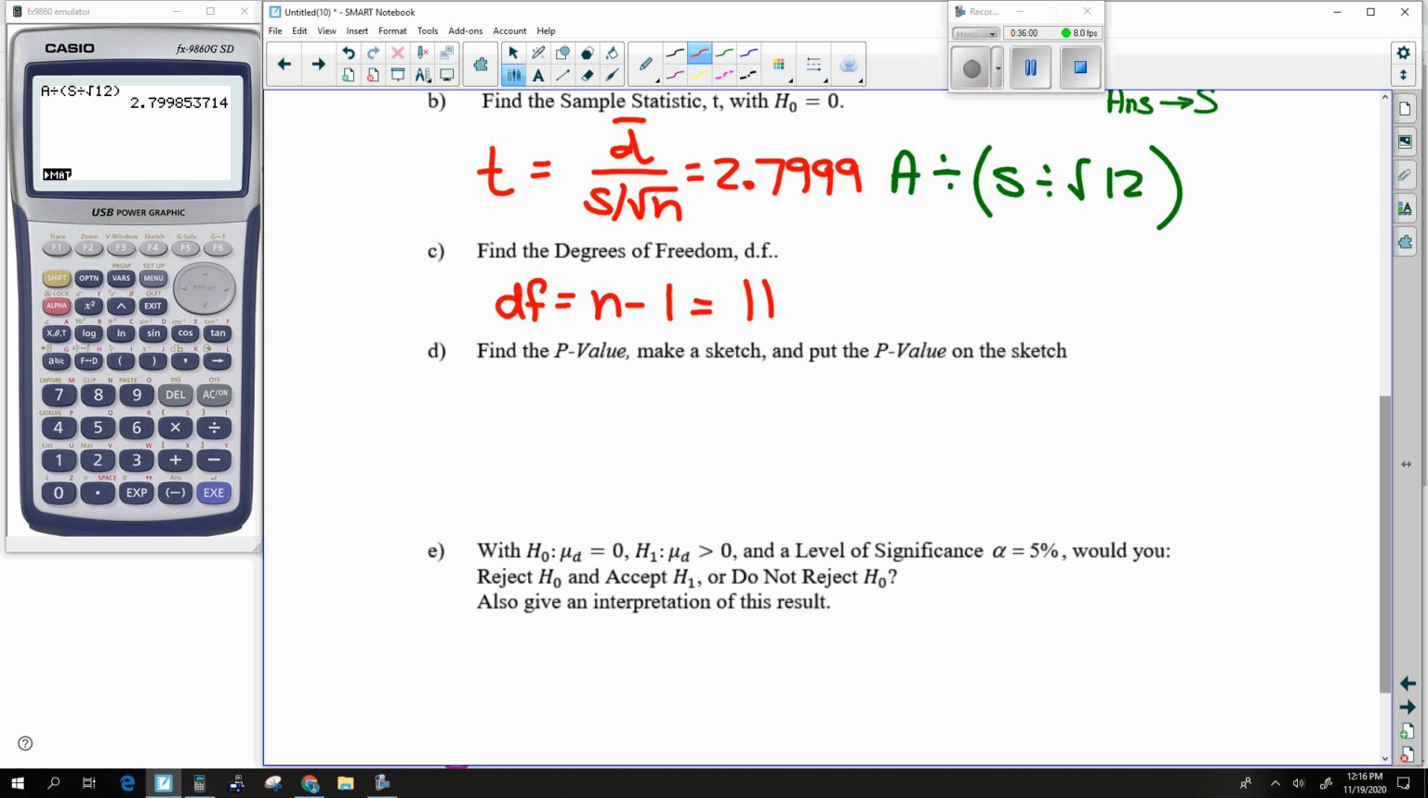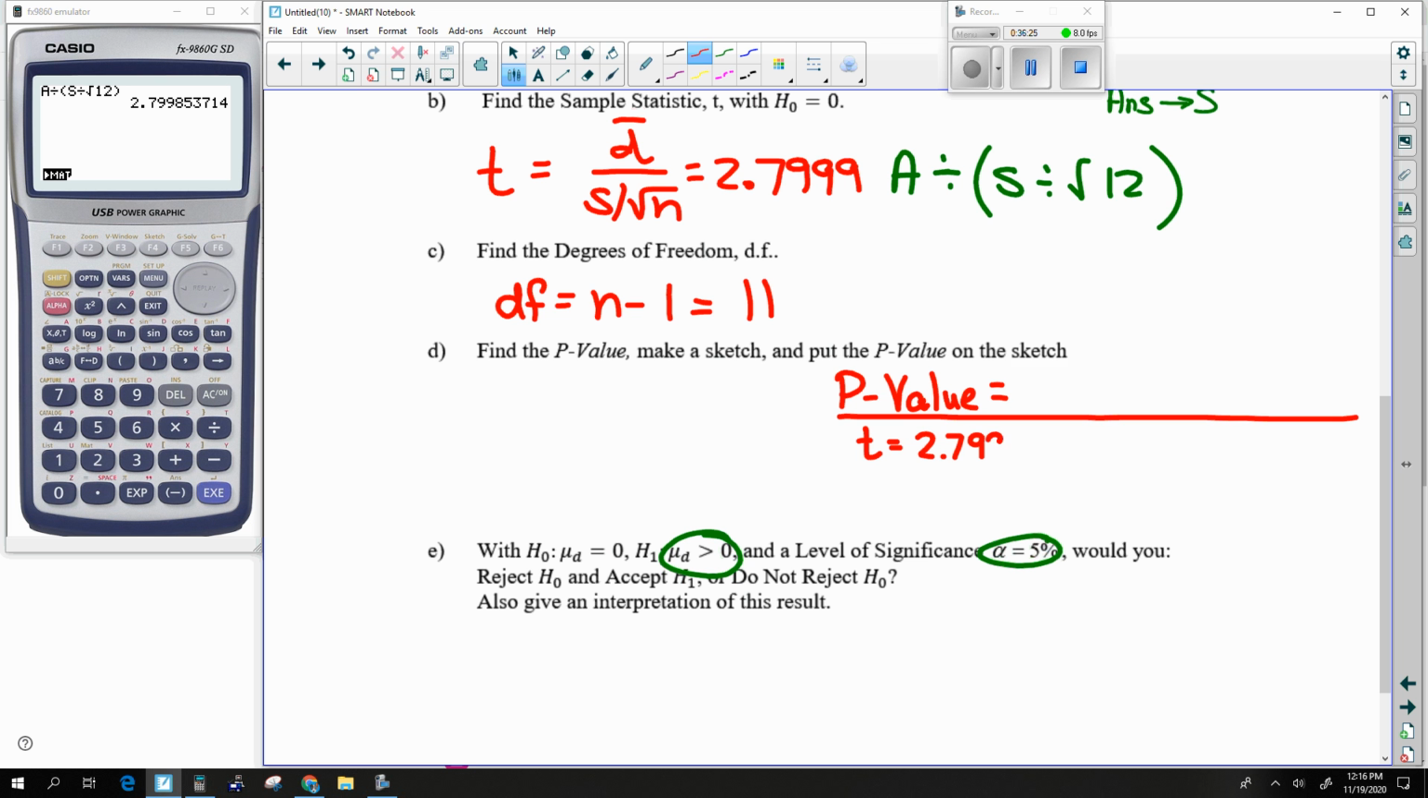Okay, here comes the p-value. Again, I looked down real quickly. This is a one tail, and we're going to have an alpha of 5%. It's going to be a right tail more specifically. So I don't look up a two tail, I look up a one tail. So here we go, p-value. This is built upon a t that is equal to 2.7999, a degree of freedom of 11.